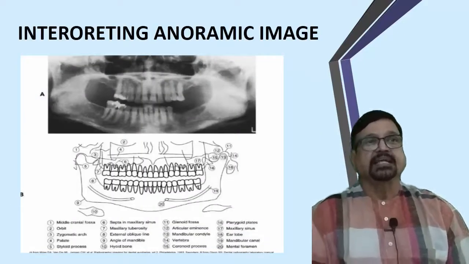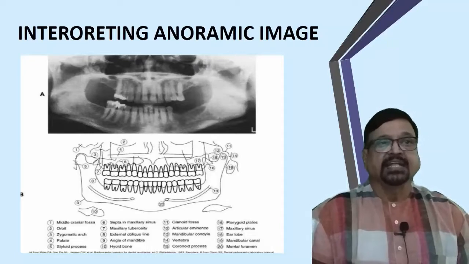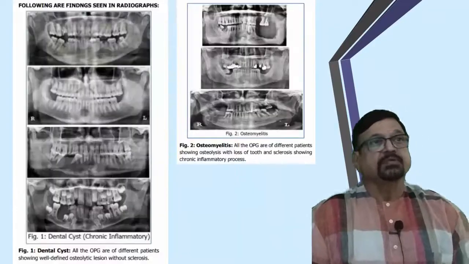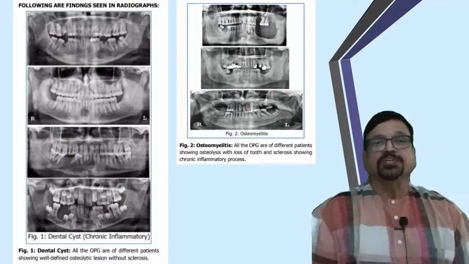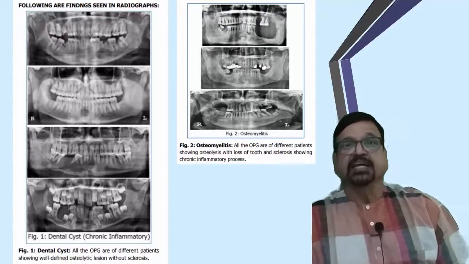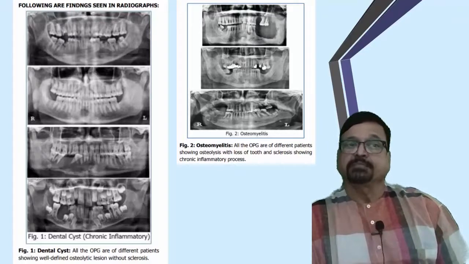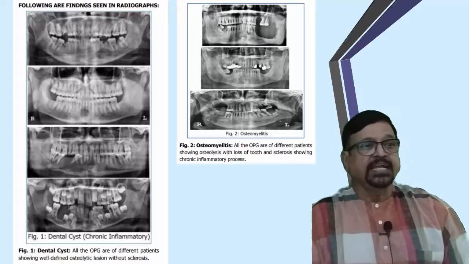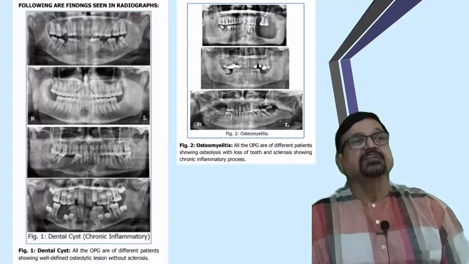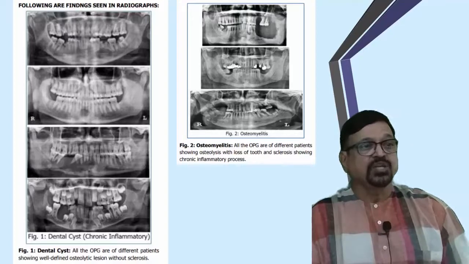Now these are the images which will give you an idea how an OPG looks. These are the images from my original research article. They are also available in a journal. I have already told you about that, and these diagrams are taken from that. Now the dental cysts, chronic inflammatory dental cysts, are shown in these diagrams.